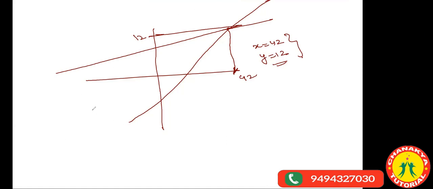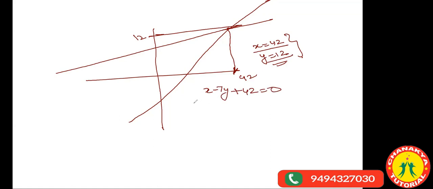Or you can check graphically whether your answer is correct or not. I will explain how you can check your answer, right? So see, the values of x and y are 42 and 12, and your equation was x minus 7y plus 42 is equal to 0. Now just put these values here.